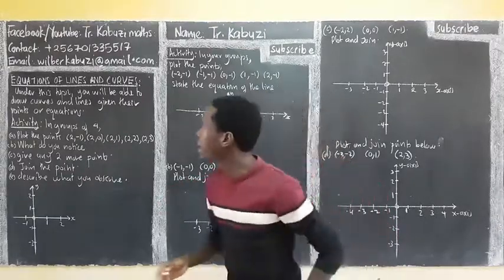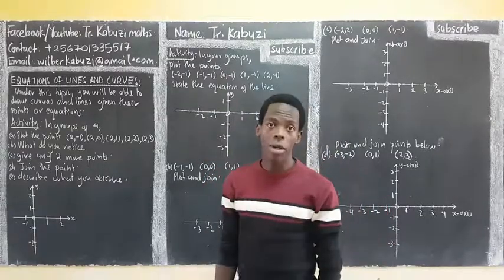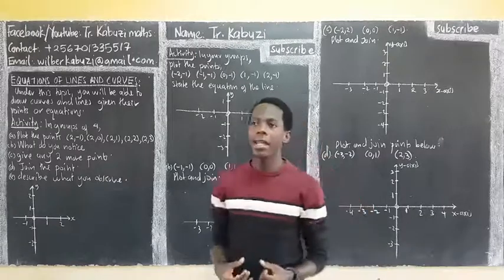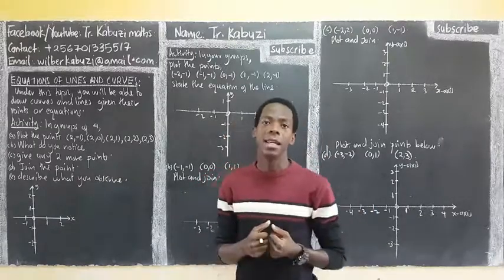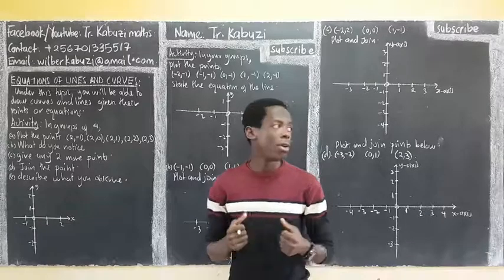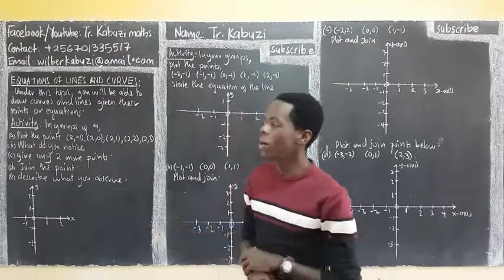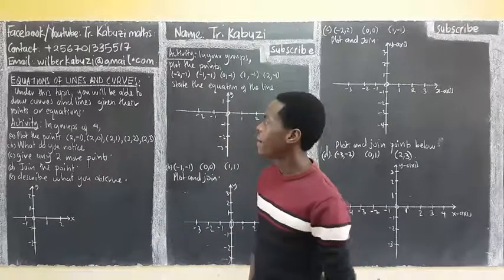Under this topic, you will be able to draw curves and lines given their points or equations. So our task here is how can you identify a line? Can you draw a line when we give you an equation to that line or points on that line or that curve? When you know that, the rest are going to be very easy.